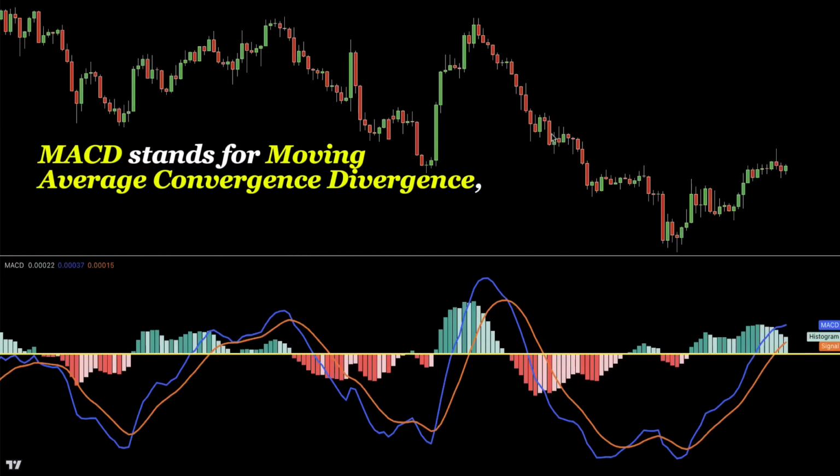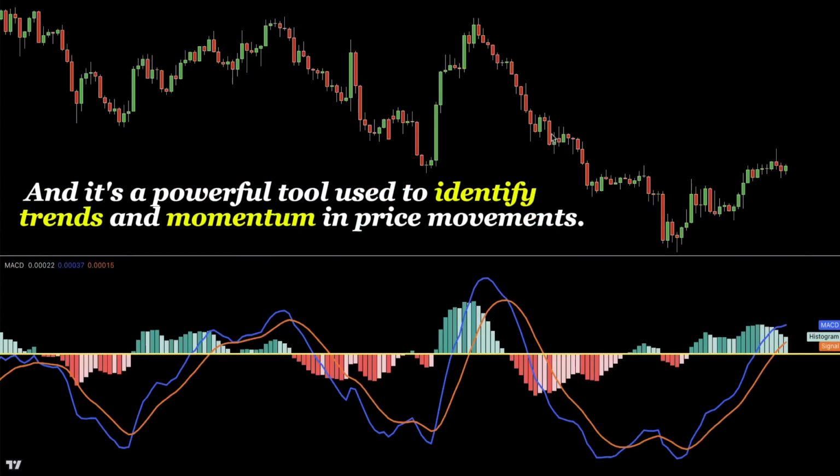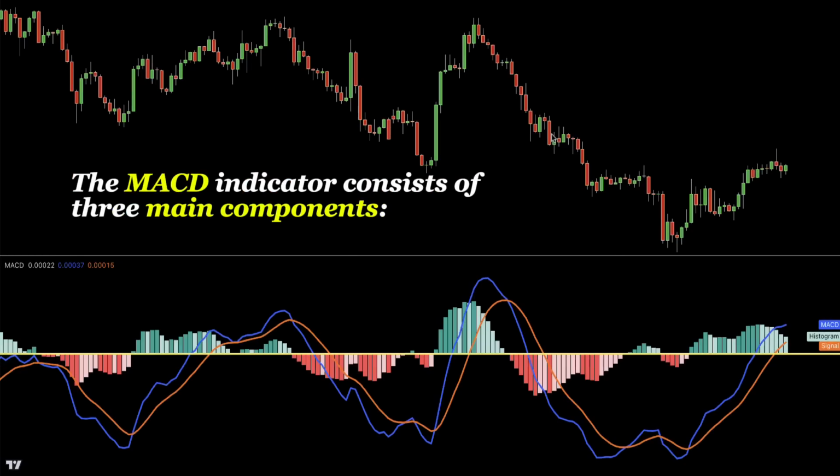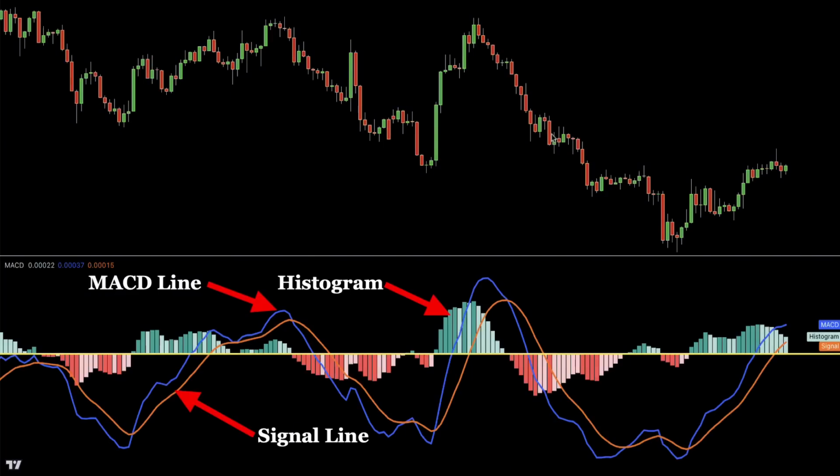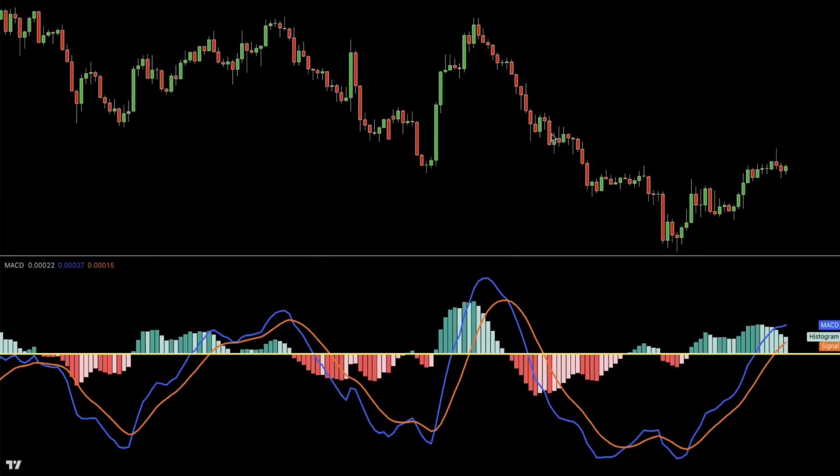Let's get started. MACD stands for Moving Average Convergence Divergence, and it's a powerful tool used to identify trends and momentum in price movements. The MACD indicator consists of three main components: the MACD line, the signal line, and the histogram. And all of these components revolve around the zero line, which acts as the center of the MACD. Let's break them down one by one, starting with the MACD line.